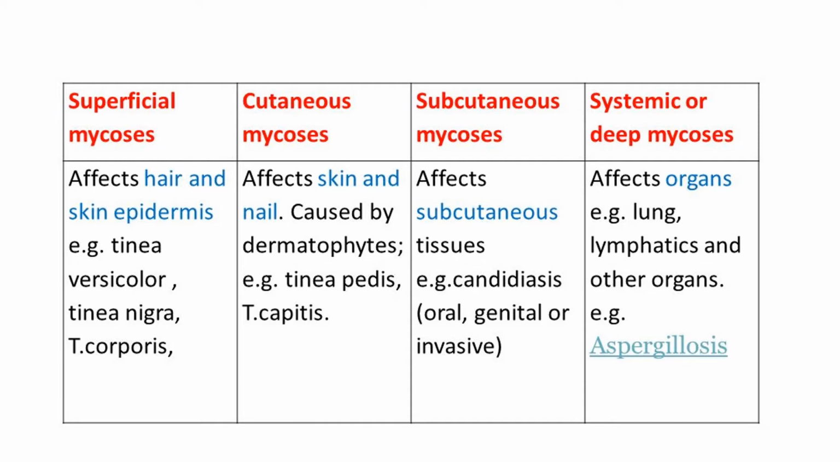And you have subcutaneous mycosis, which affects the subcutaneous tissues, like candidiasis, and systemic or deep mycosis, which affects the organs like lungs, lymphatics. For example, aspergillosis.